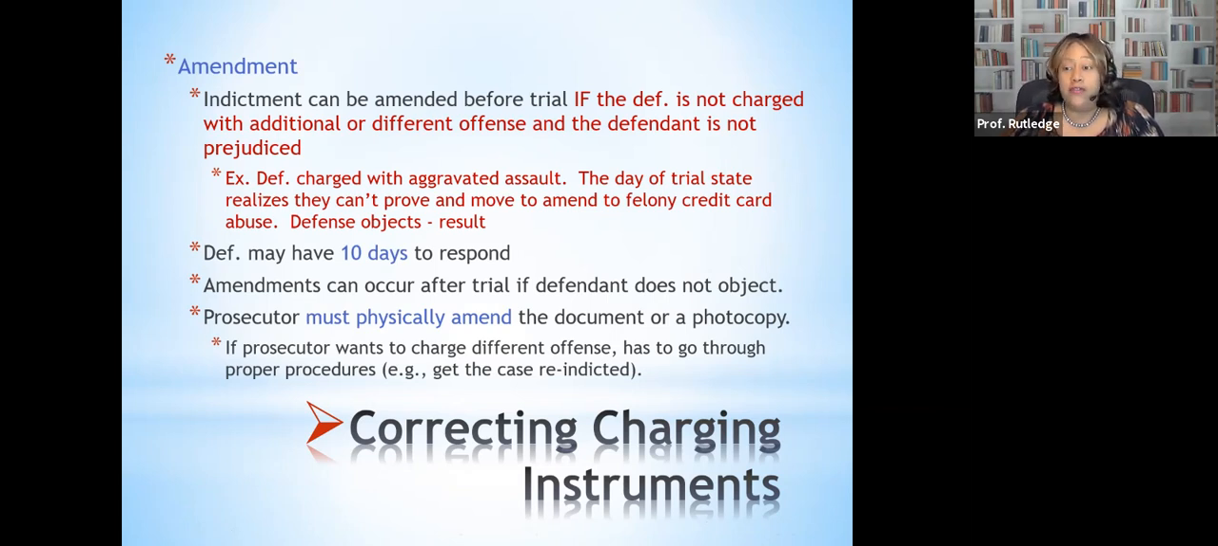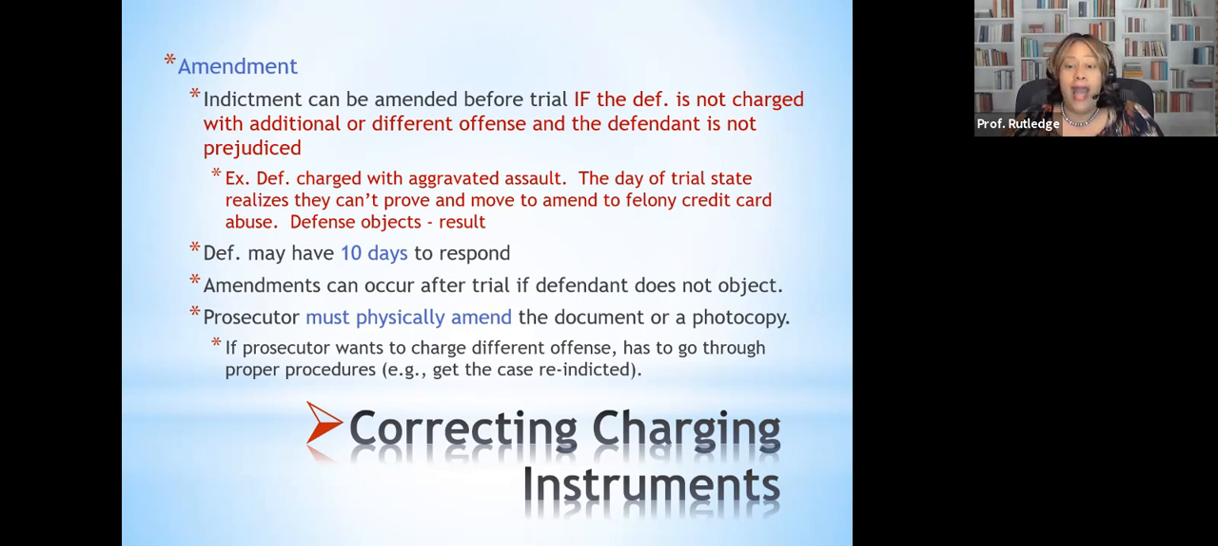Aggravated assault is very different from credit card abuse. So if on the day of trial, the state says, I can't prove ag assault, I'm going to amend the indictment to allege credit card abuse. Credit card abuse has nothing to do with aggravated assault. That is clearly a different offense. It will clearly prejudice the defendant. That's a non-starter. You have to go back to the grand jury if you want to charge them with that case and get it indicted.